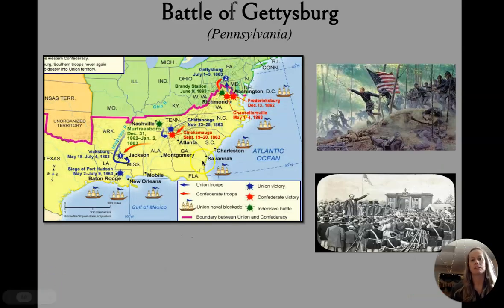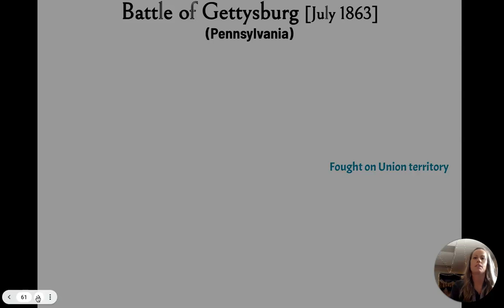Gettysburg is going to take place in Pennsylvania. So again, we're trying to move into the Union territory. Not we, because we're not. The Confederacy is trying to move into the Union territory because they're trying to take that pressure off of the South. Most of these battles are happening in the South or in the Confederacy. And so Robert E. Lee is trying to move the battles into the Union's territory to take pressure off of them.